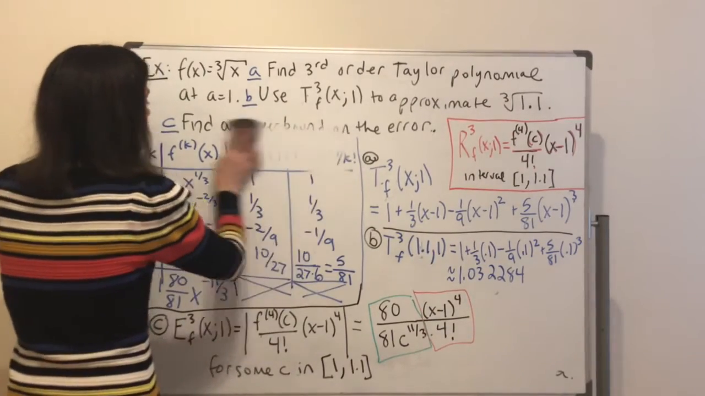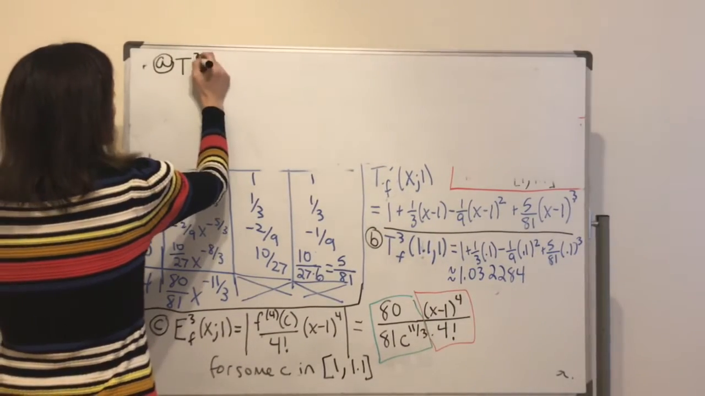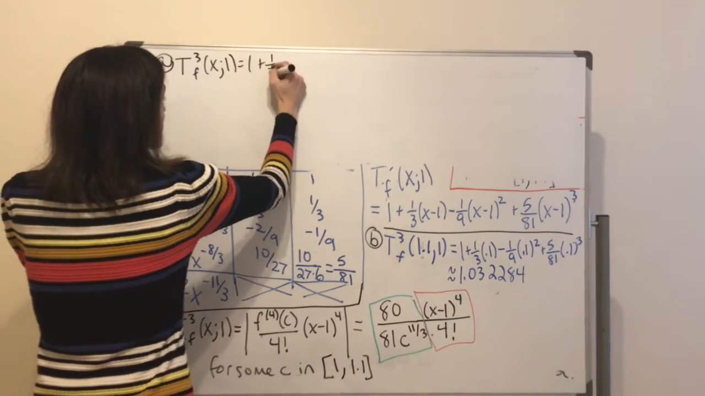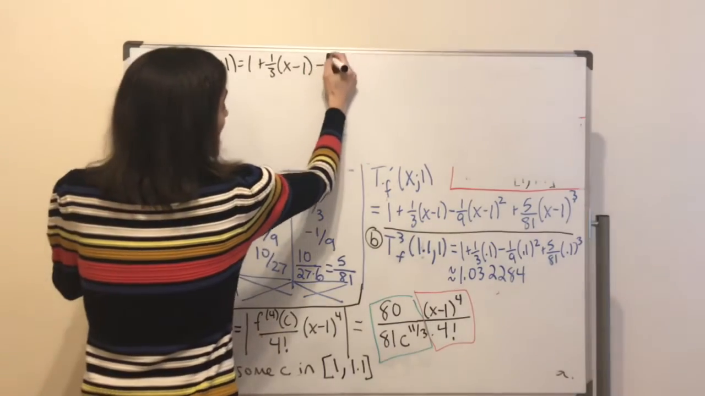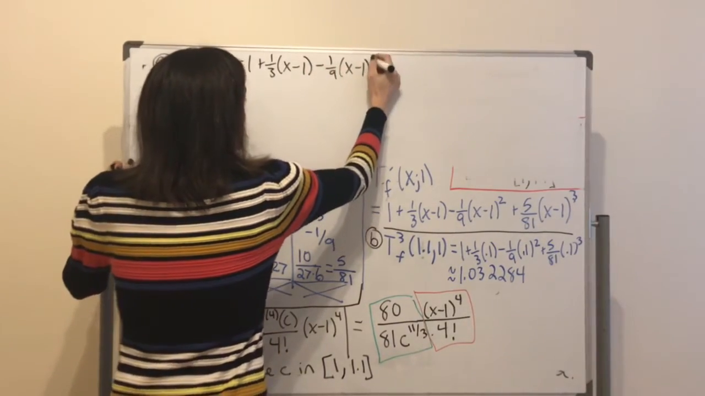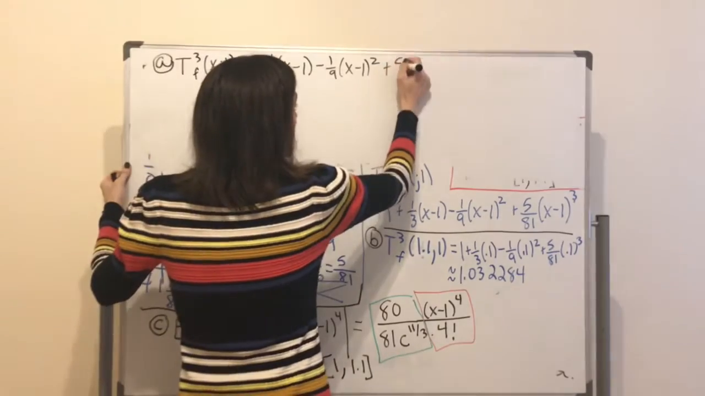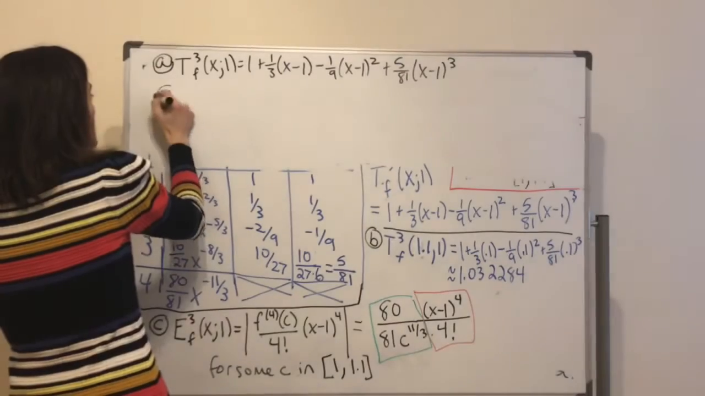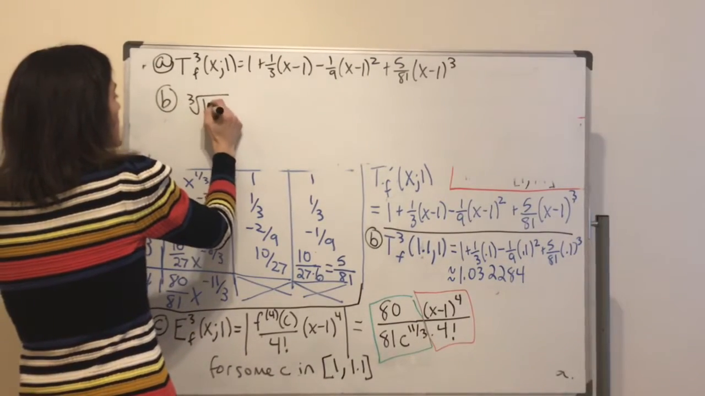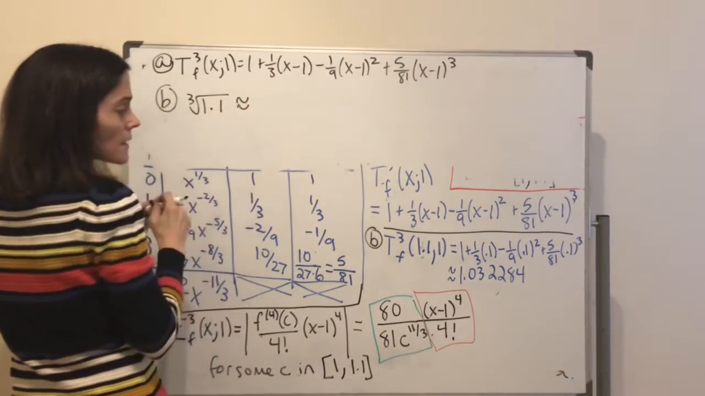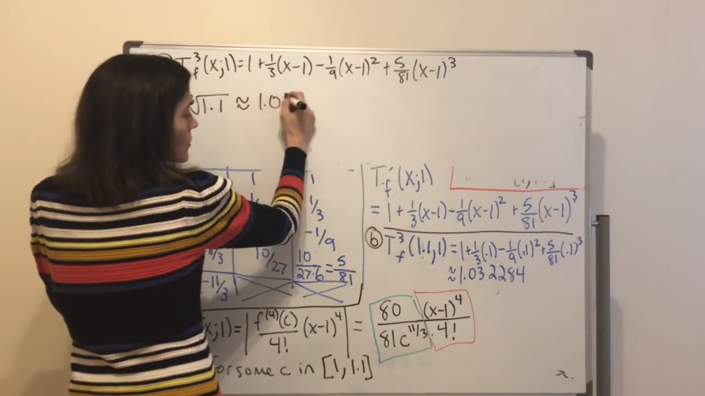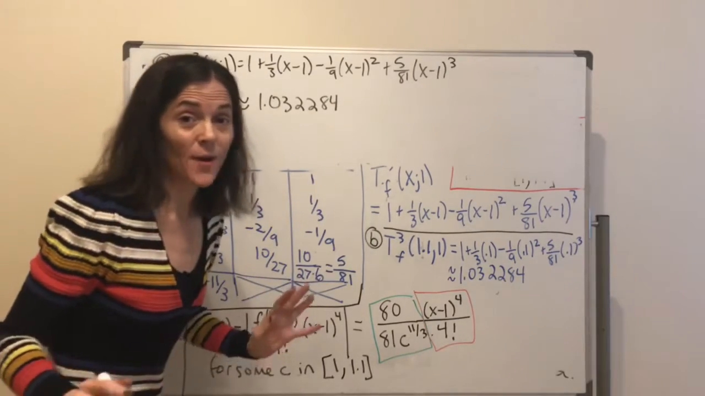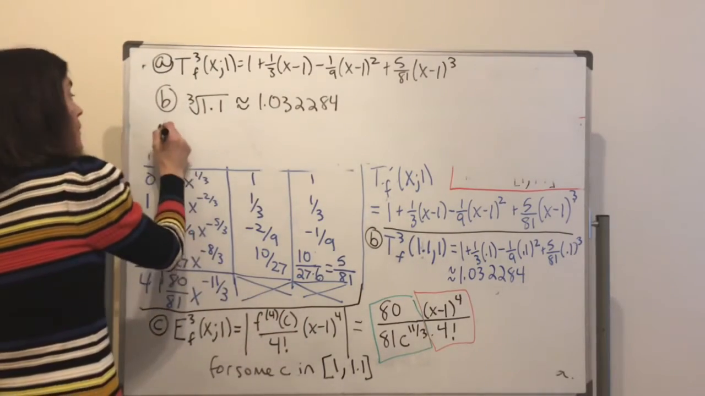This is important. A, we have calculated f of x: 1 plus a third, x minus 1, minus a ninth, x minus 1 squared, plus 5 over 81, x minus 1 cubed. And then we have calculated b, that the cube root of 1.1 is approximately 1.0322284. And this value came from our Taylor polynomial. And now we are in C.